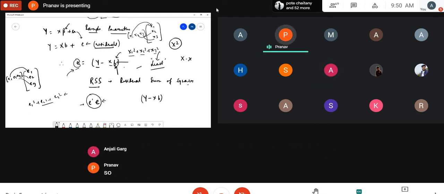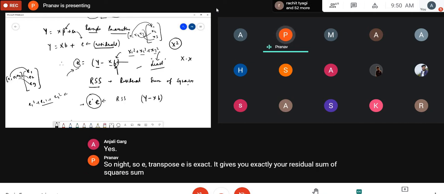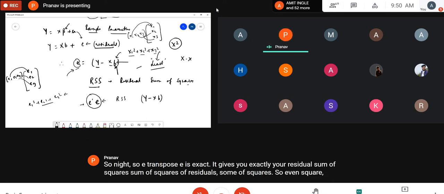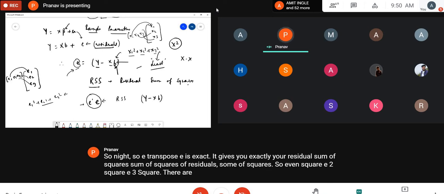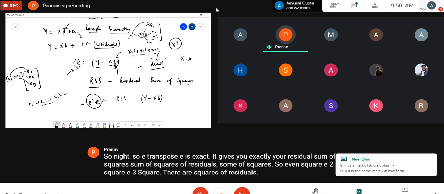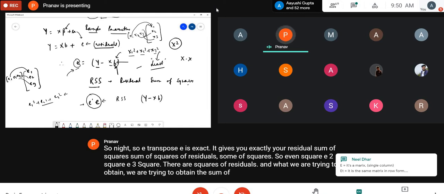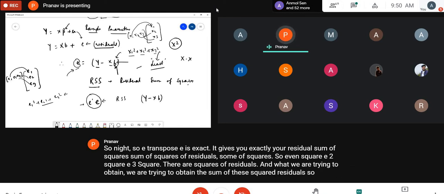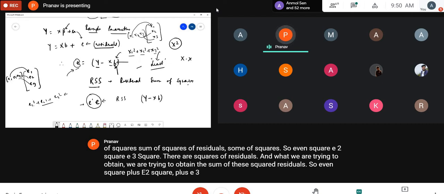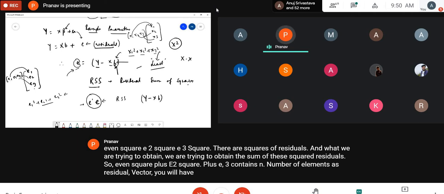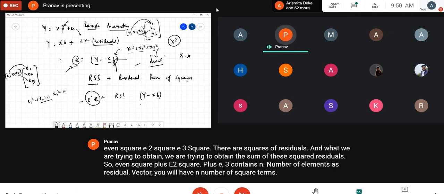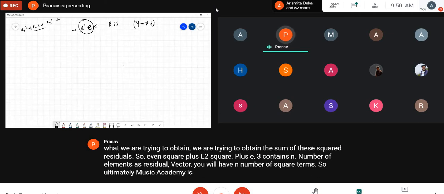So E transpose E gives you exactly the sum of squares of residuals. E1 square, E2 square, E3 square are the squares of residuals, and what we are trying to obtain is the sum of these squared residuals: E1 square plus E2 square plus E3 square. And if the residual vector contains n elements, you will have n square terms. So ultimately, what I have to do is minimize this residual sum of squares.